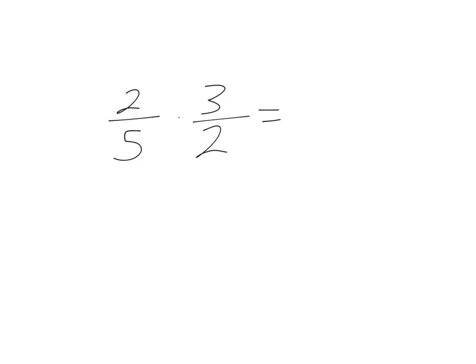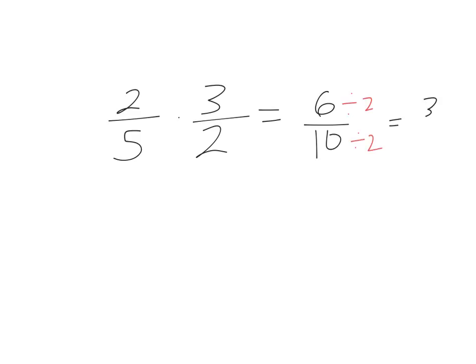Yeah, it's just straight across the top, straight across the bottom. Multiplying fractions is one of the more intuitive things about fractions. It's just straight across, straight across. So here would be 6 over 10. And then you can simplify that. That's divide by 2, divide by 2. So I get 3 over 5.